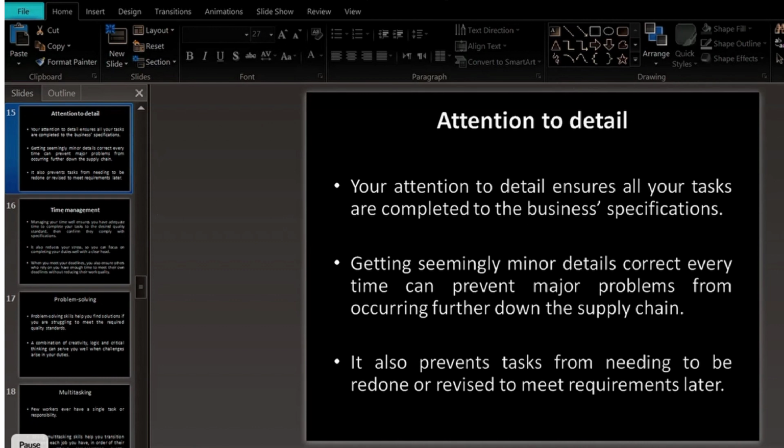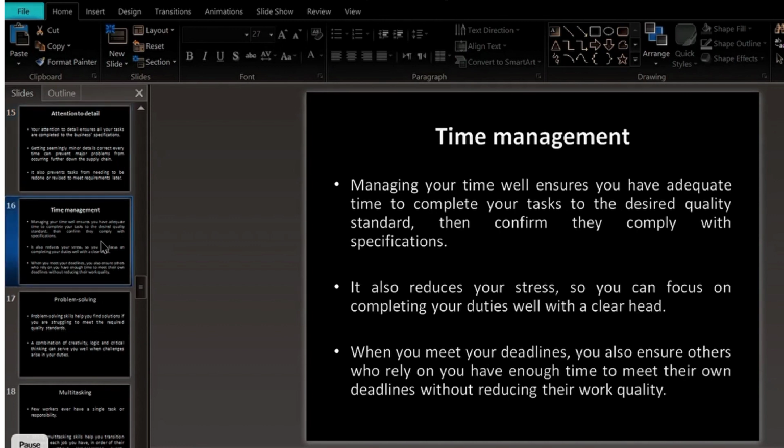Attention to details की जहाँ पे हम बात करते हैं, so your attention to details ensures all your tasks are completed to the business specifications. Getting seemingly minor details correct every time can prevent major problems from occurring further down the supply chain. It also prevents tasks from needing to be redone or revised to meet the requirements later. So imagine आपको redone और revisions की जरूरत पड़ी. So ये आपको enable करता है attention to details.